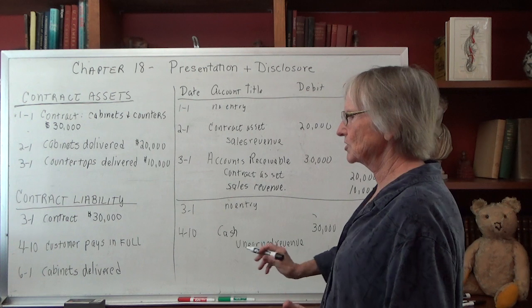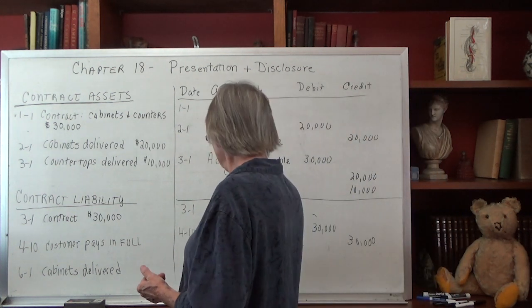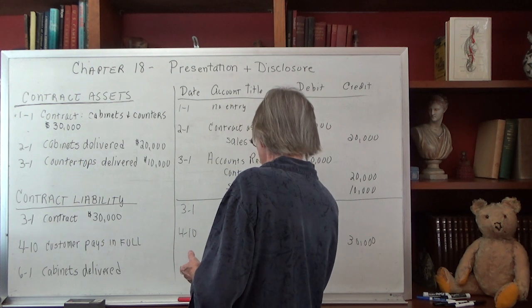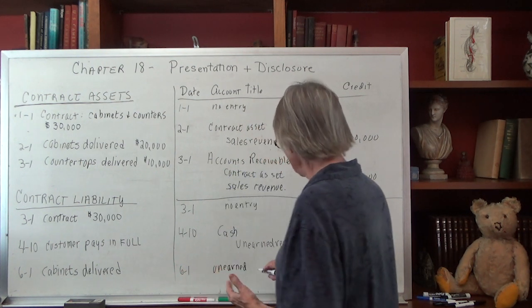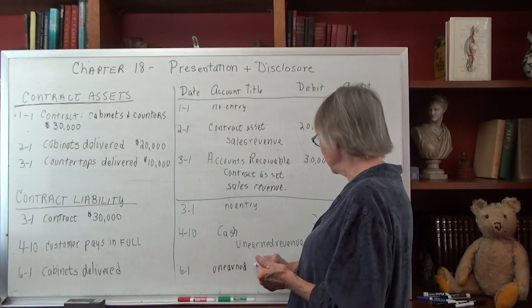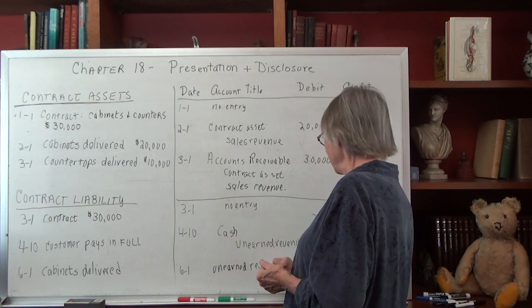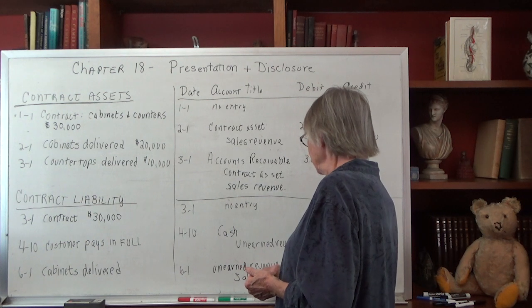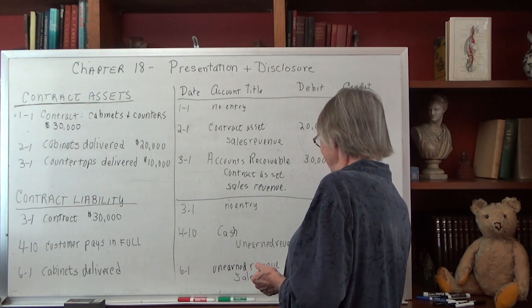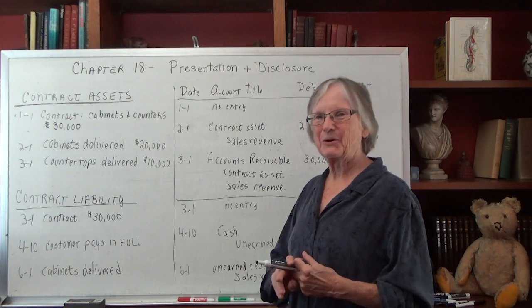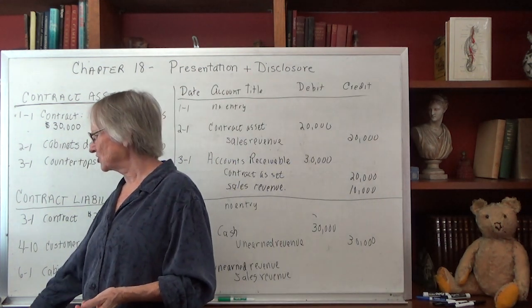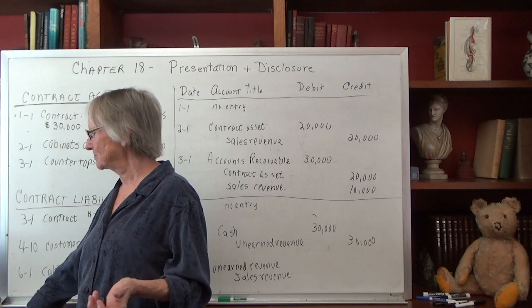And then once the cabinets are delivered and installed, we just do our usual: debit the unearned revenue, which is a type of contract liability, and we would credit our sales revenue. Okay, so contract assets, contract liabilities, that's just a very simple example of how they work.